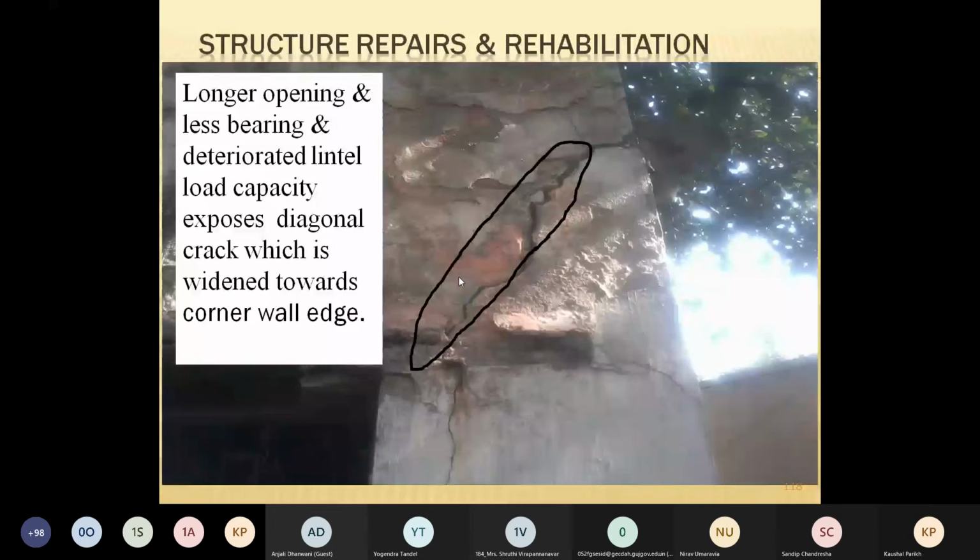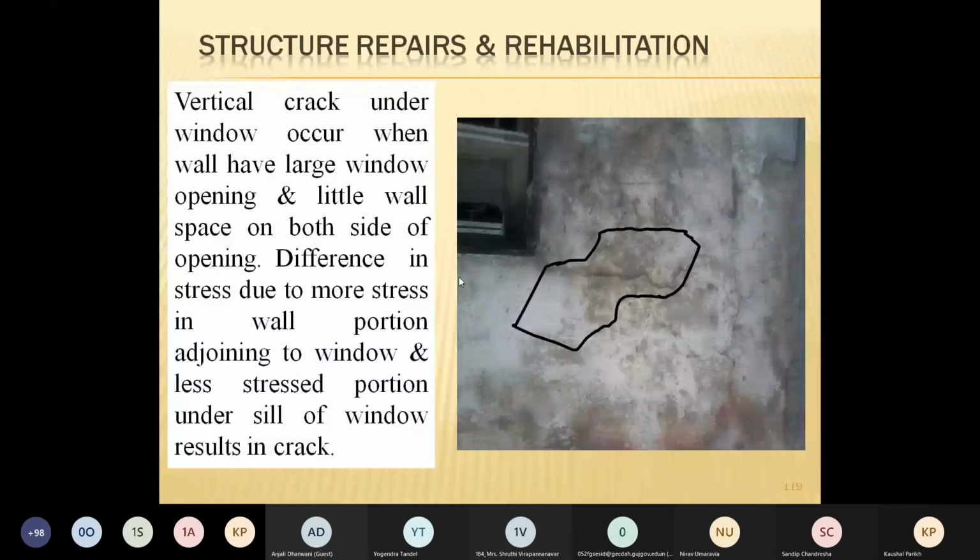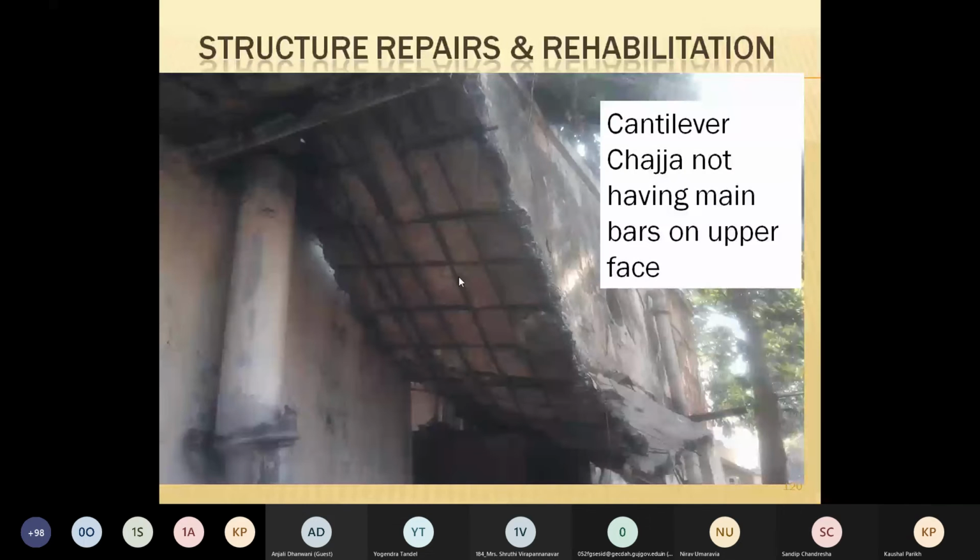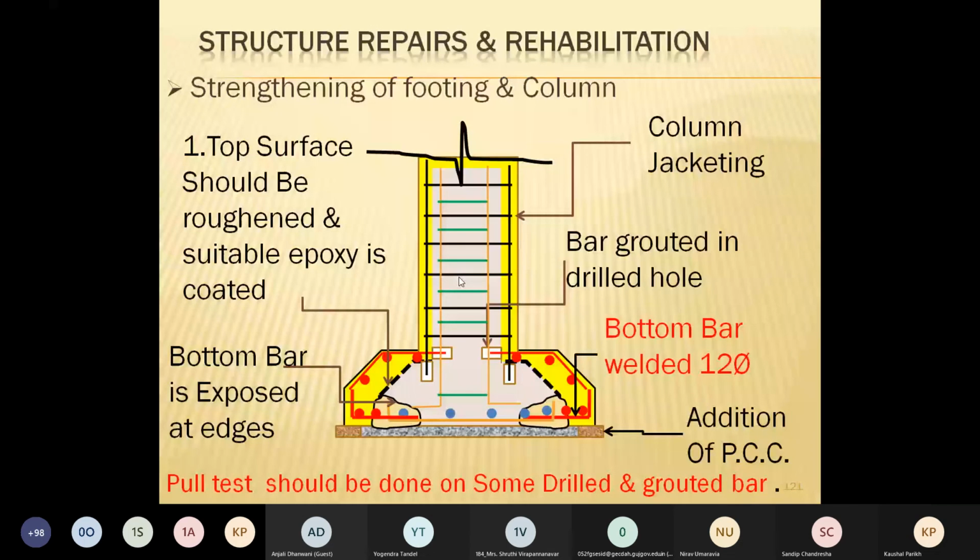Vertical cracks as well as horizontal cracks combine under the window when the wall has a larger window opening and little wall space on both sides of the opening. The difference in stress, with more stress in the wall portion adjoining the window and less stress under the sill of the window, results in cracks. Definitely the reinforcement has been visualized here. So there are certain techniques that can be used to provide the repairs and rehabilitation strategy.